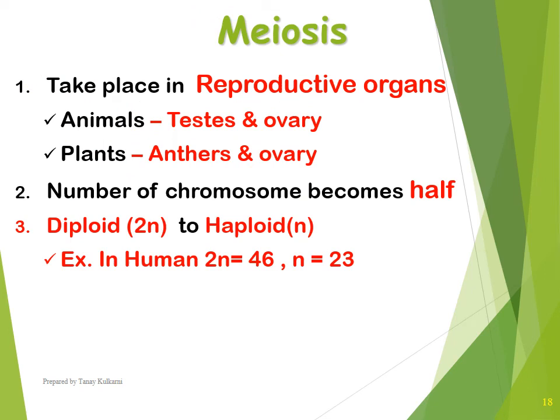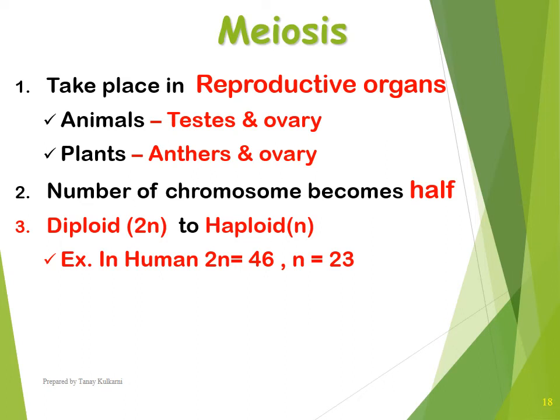What do you mean by the word diploid? Diploid number of chromosomes means the full number of chromosomes. And haploid number means half of that number. The diploid number of chromosomes is represented by 2n, and the haploid number is represented by n. Now in the case of humans, 2n is equal to 46 and therefore n is equal to 23. You can do this simple math calculation.